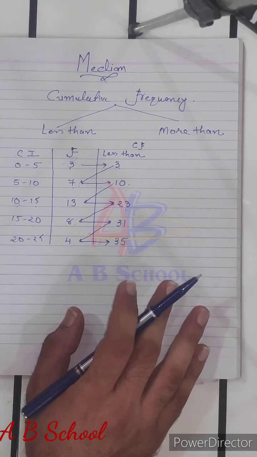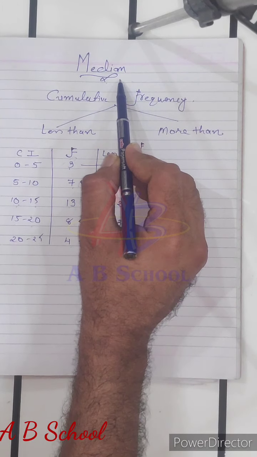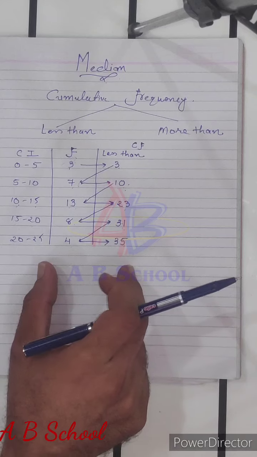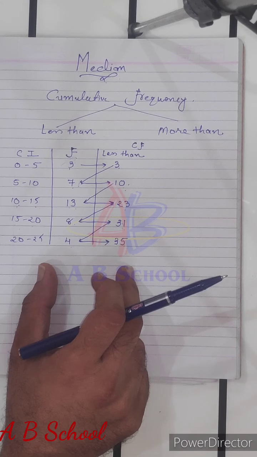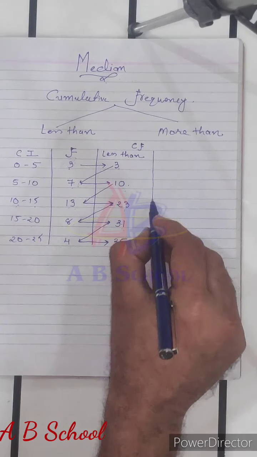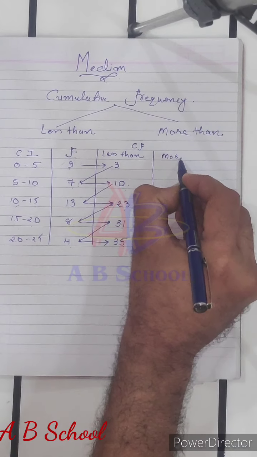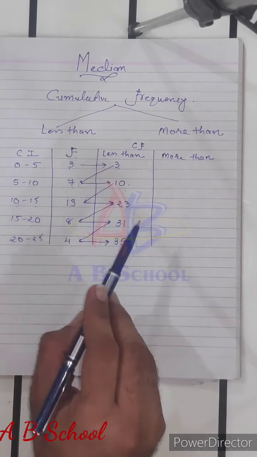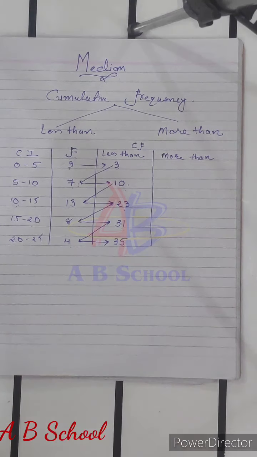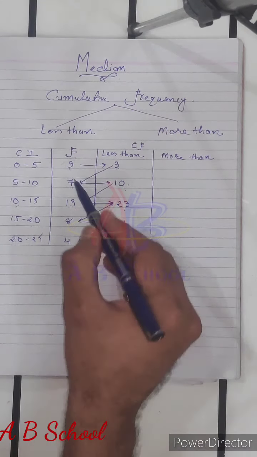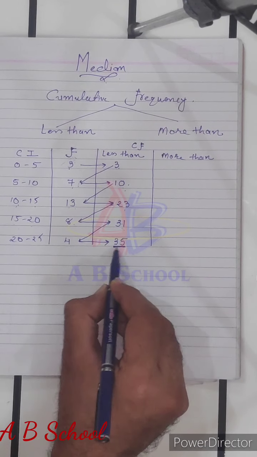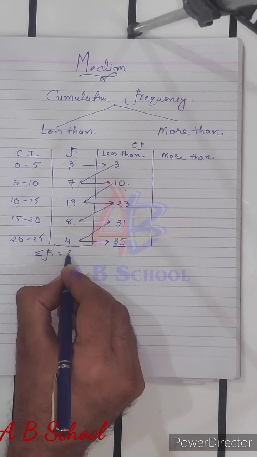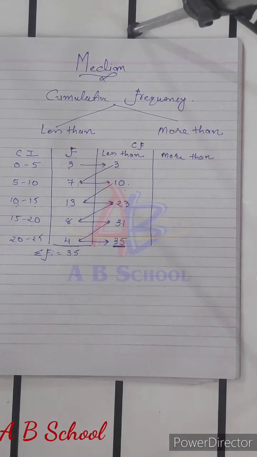And we are going to find median with a formula, and in that we are going to use less than type cumulative frequency only. So let us go and see more than type cumulative frequency. Okay, less than type starts with the smallest value and ends at the largest value. And one more thing, if you want to check it is correct or not, add all the frequencies: summation fi is equal to 35. So both will always be equal.